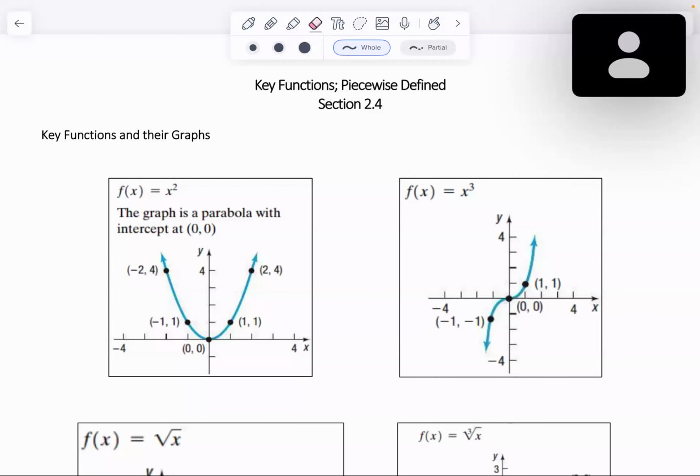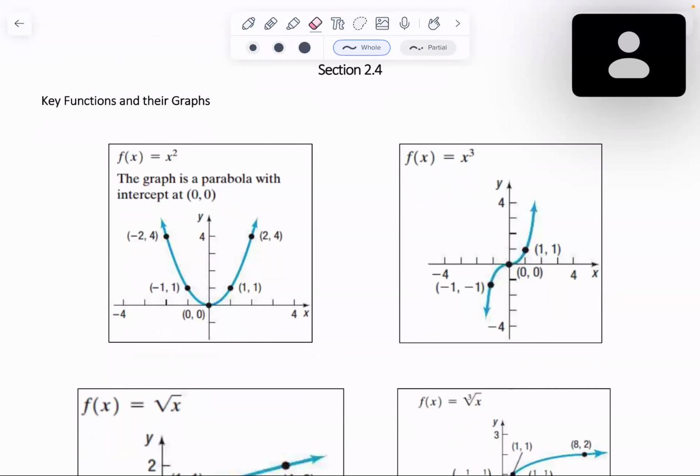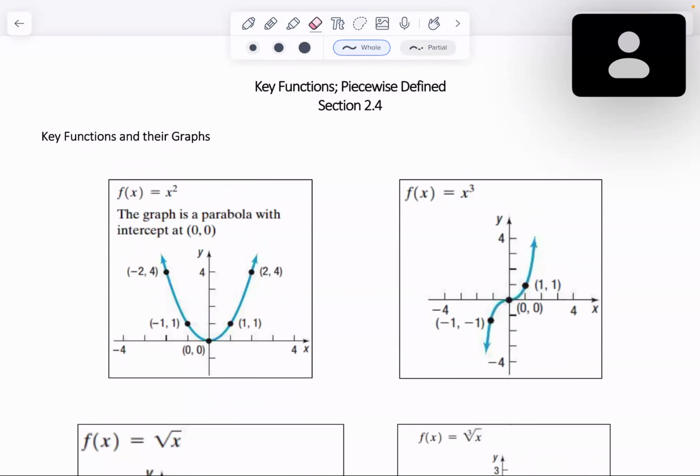All right. So we're first going to go over piecewise defined functions. So these are functions that are defined on different pieces of the domain. So first thing, what we want to do is review some of just the key graphs and functions that we're going to look at here.